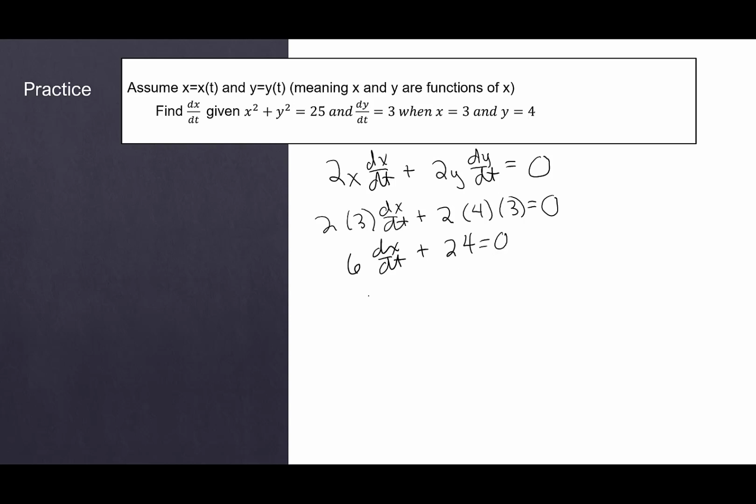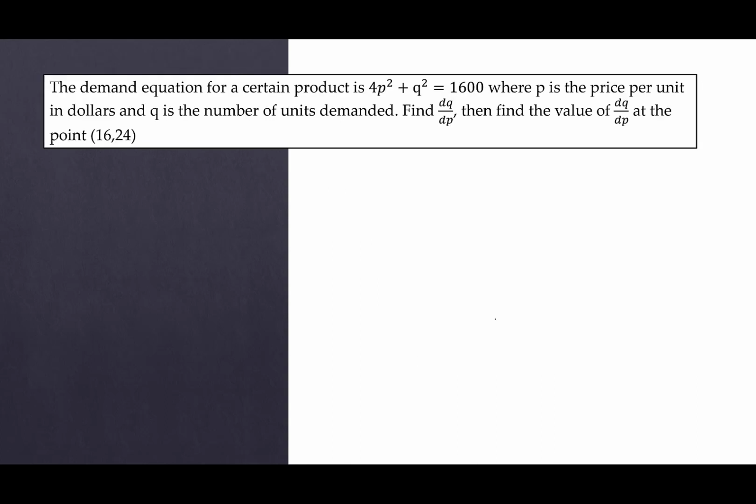We can move the 24 to the right. That says 6 dx/dt equals negative 24. When we divide by 6, we get dx/dt equals negative 4. Now we're ready to try some applications.